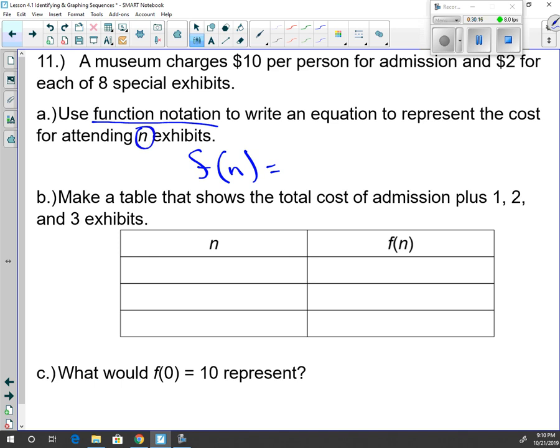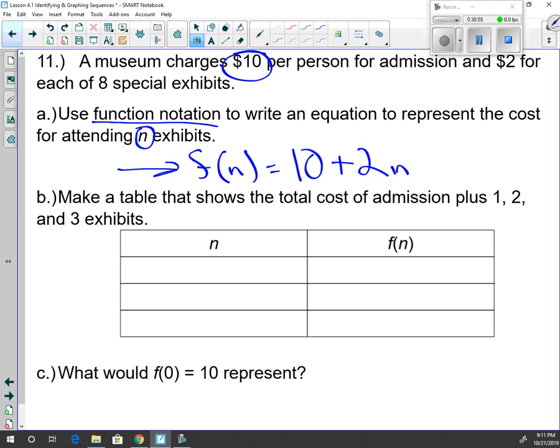And I have 8 potential exhibits to look at, but I know that I'm going to pay $10 no matter what. I walk in the door, they charge me $10, so there's the $10, and I'm adding to that cost $2 at a time, depending on the number of exhibits that I attend. And there are a total of 8, right? So it says make a table that shows the cost of admission for 1, 2, and 3 exhibits. Now, that is allowing us to write an explicit rule, if we think about it. That's what we would write for our function.